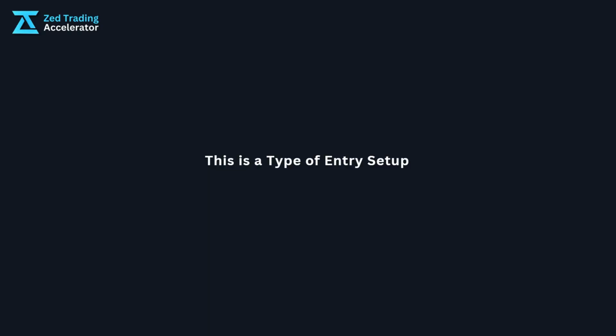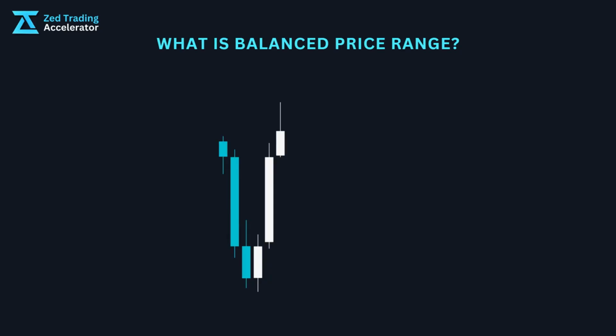So this balanced price range is a type of entry setup, all right? We can use this concept both as a confluence and an entry setup. So what do you mean by that? This is what a balanced price range looks like. We both go lower and go higher, creating an even distribution right away, right? So we went down and went up right away.